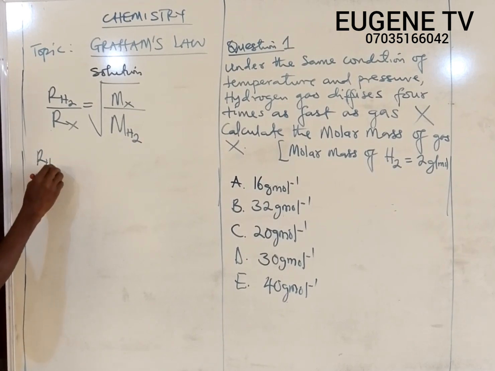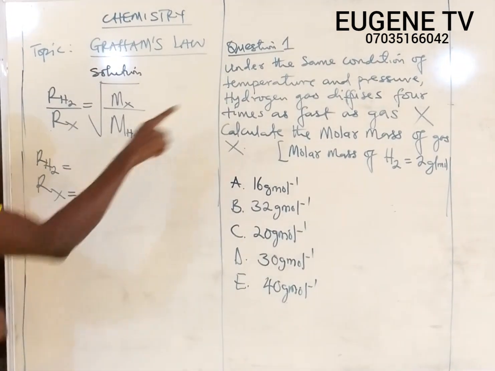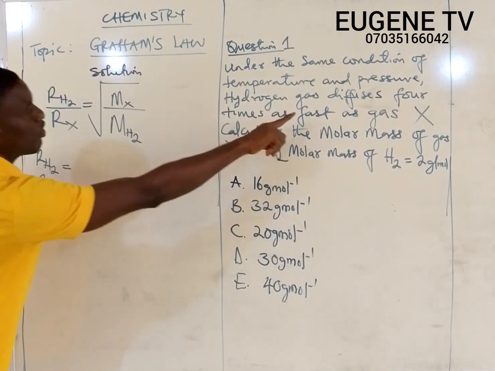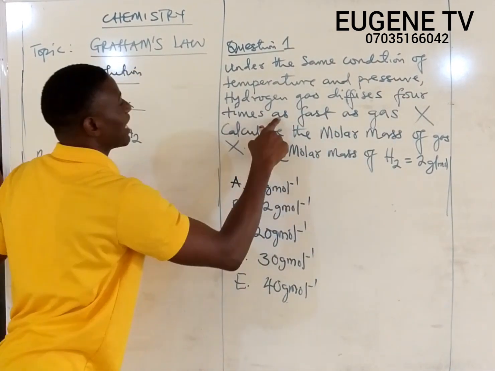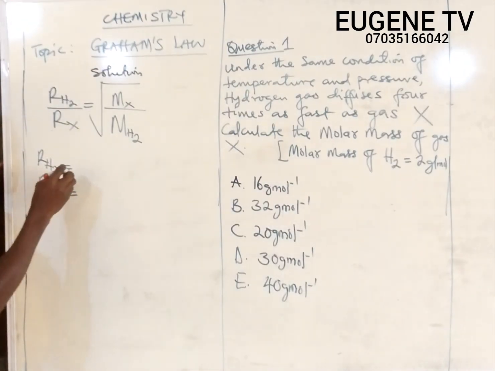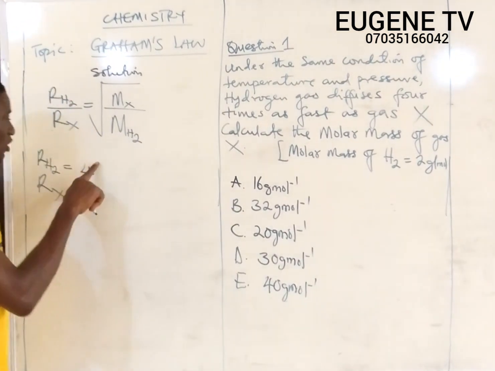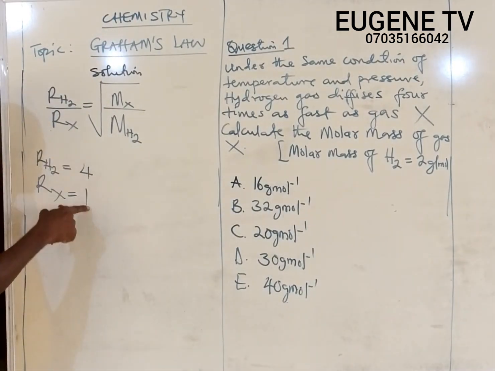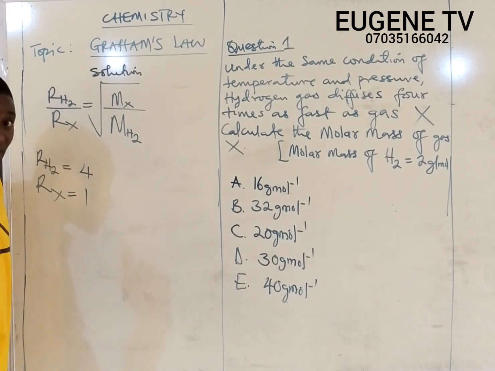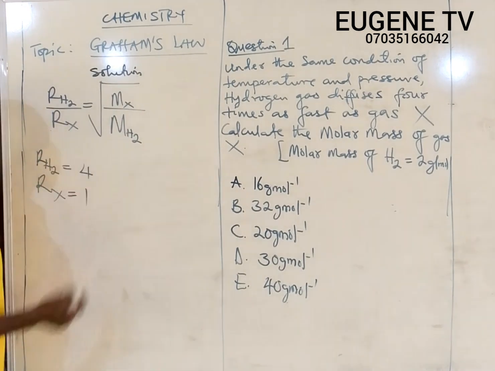Now let us see the rate of diffusion of hydrogen gas and also the rate of diffusion of gas X. The question says hydrogen gas diffuses 4 times as fast as gas X. This simply means that the rate of diffusion of hydrogen is 4, while that of gas X is 1. Why? Think of a number that when you multiply 4 by it, you obtain 4. So the rate of diffusion of gas X is 1, and the rate of diffusion of hydrogen is 4.